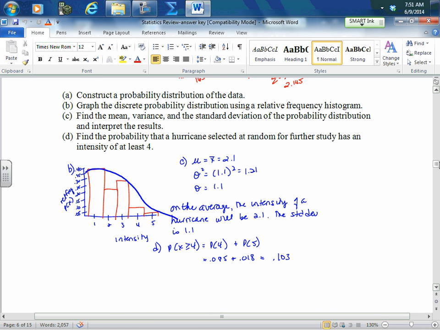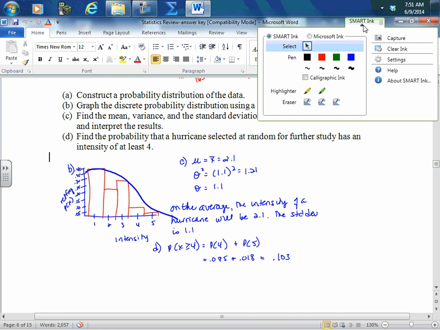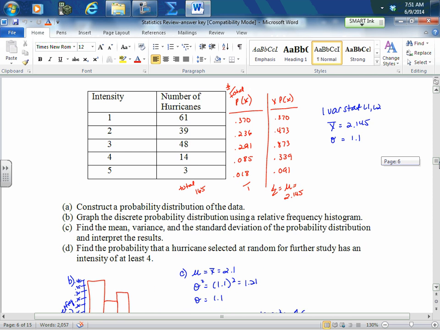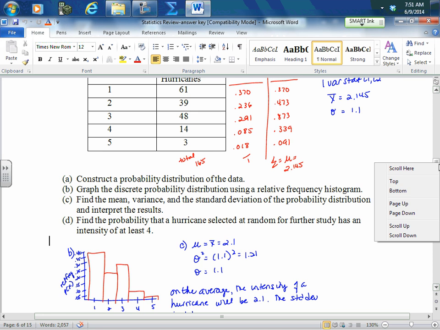Then I asked you to find the probability that a hurricane selected at random has an intensity of at least 4. At least 4 means 4 or greater. Come down, and now you're going to have to use your probabilities in here.